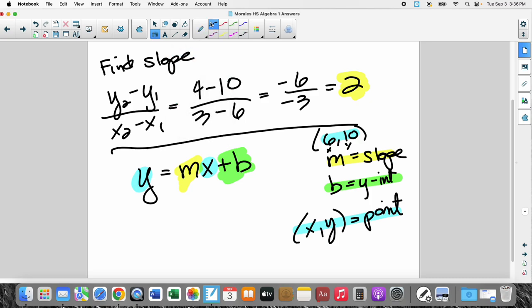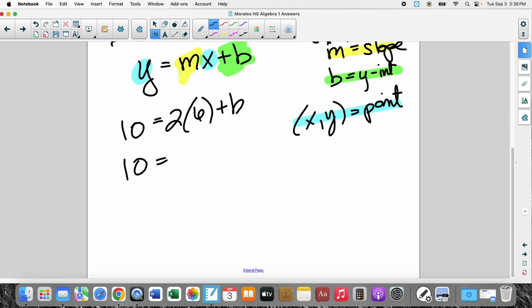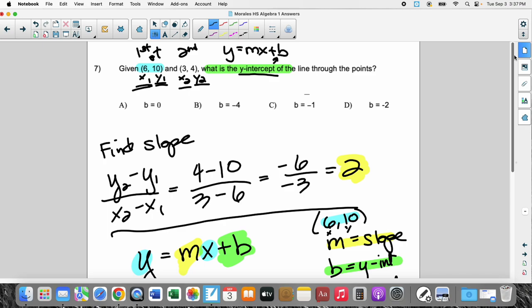So my y value is 10 equals my m value is 2, my x value is 6, and I'm looking for my b. So now I'm going to simplify, and now I'm going to move the 12, and I get negative 2 for b. And this represents my y-intercept. So the y-intercept is negative 2. b equals negative 2. And they sort of alluded that we would use that because they said b.